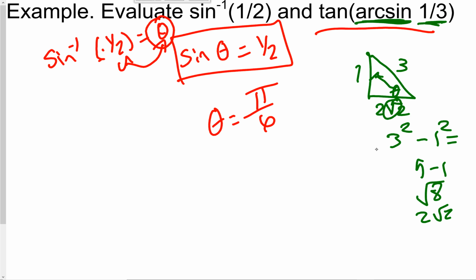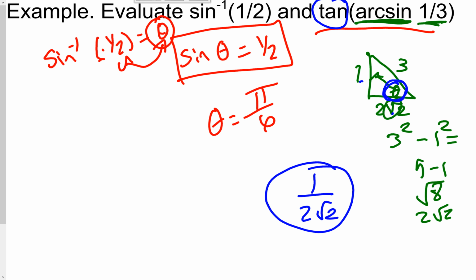Once I have 2 root 2 there, now I can go ahead and answer what tangent of this same angle is. Well, tangent of that angle is opposite over adjacent. So that answer is 1 over 2 root 2. And we can go ahead and leave it just like that. So tangent of theta equals 1 over 2 root 2.